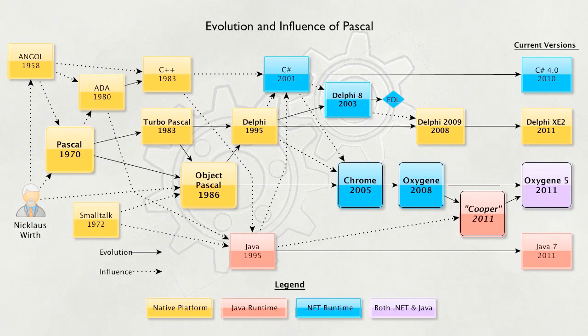Oxygene has come a long way from its roots in 1970 with the advent of Pascal. It gained objects from Smalltalk in 1986. Then in 2005, with influence from C#, Chrome was born, and in 2008, it was renamed Oxygene as it replaced Delphi for .NET as Embarcadero's .NET solution. And in 2011, with influence from Java, we announced Project Cooper, which today is released as Oxygene 5, the one language that allows you to develop for the two largest platforms, .NET and the Java runtime.